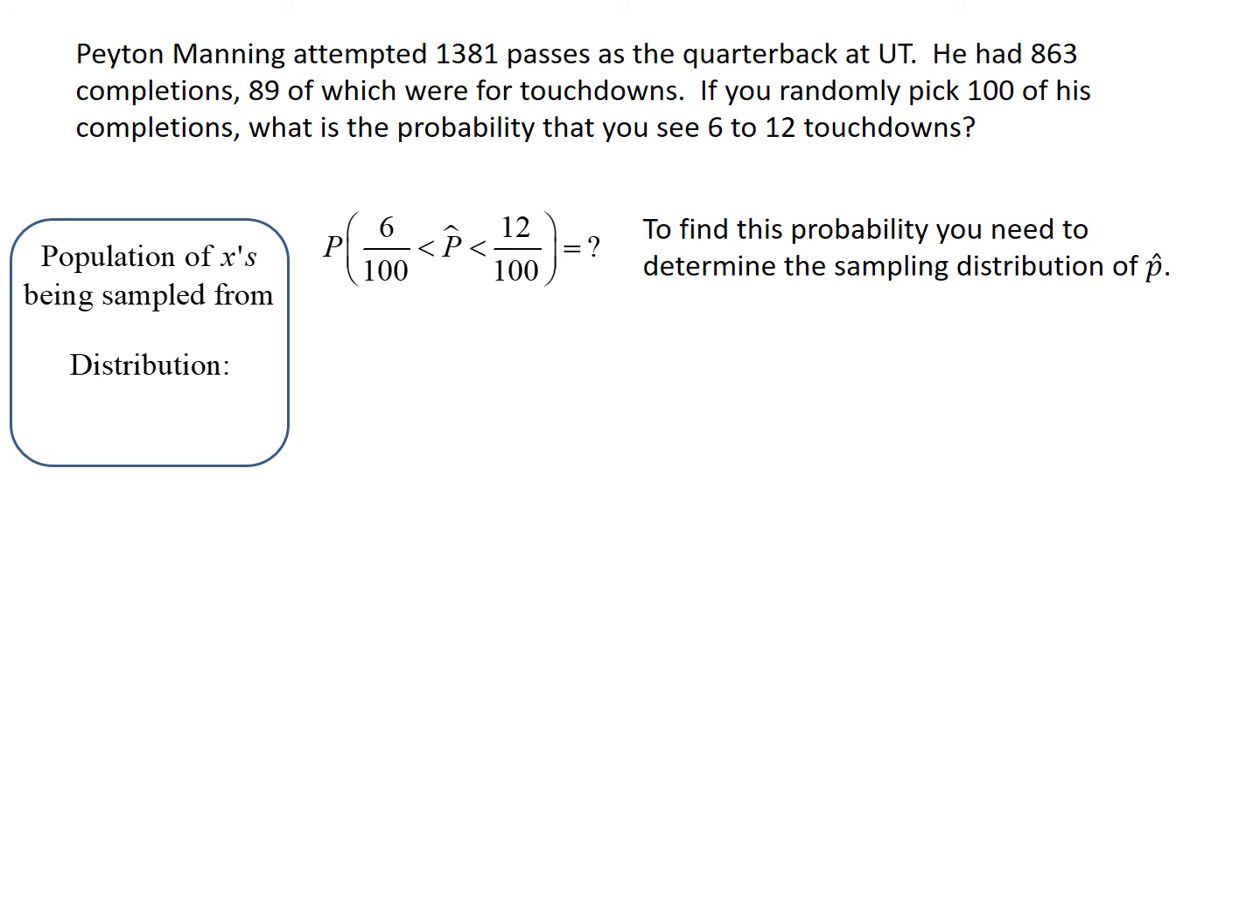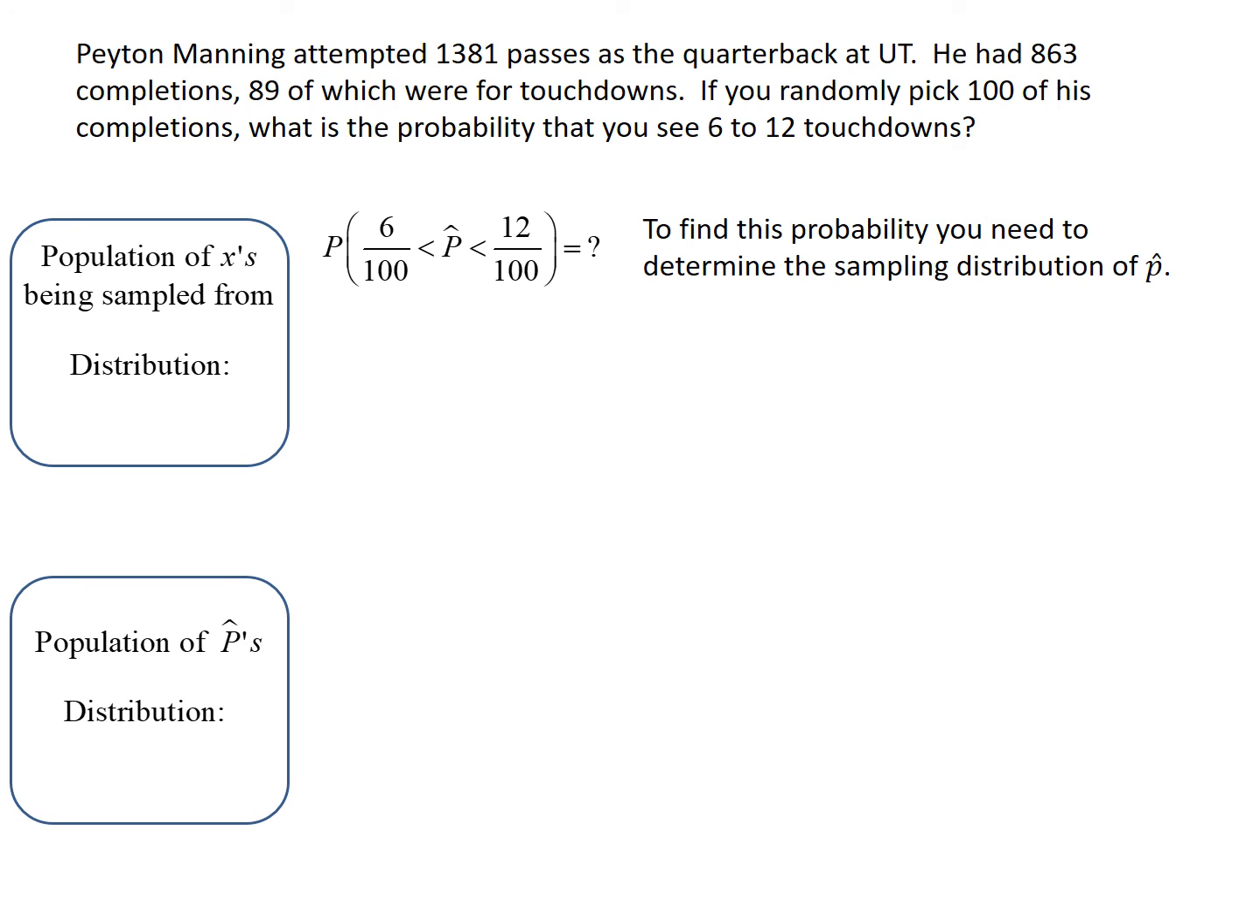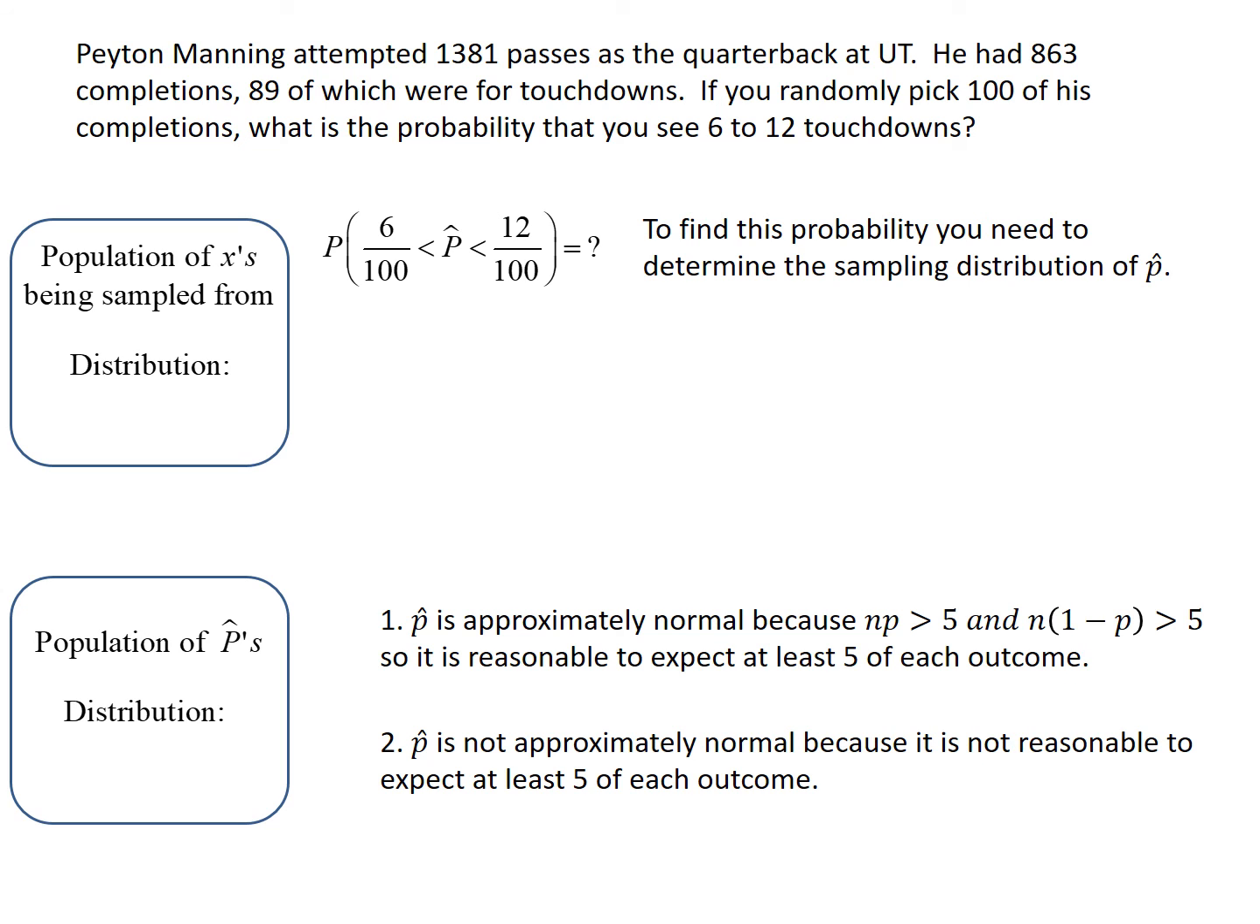The population we're sampling from, again, every completion here either was or was not a touchdown. That's not normally distributed. It's either touchdown, no touchdown. So that doesn't help us in the distribution of p hat. We don't know which 100 we're going to pick because we're randomly picking them. So we don't know how many will or will not be touchdowns. That's the entire point of this problem, that the proportion of touchdowns is undetermined as of yet. So we don't know the frequency of touchdowns in our sample. So we have to check to see if it's reasonable to expect at least 5 touchdowns and 5 non-touchdowns. Again, that's because p hat is unknown. The sample frequency f is unknown.